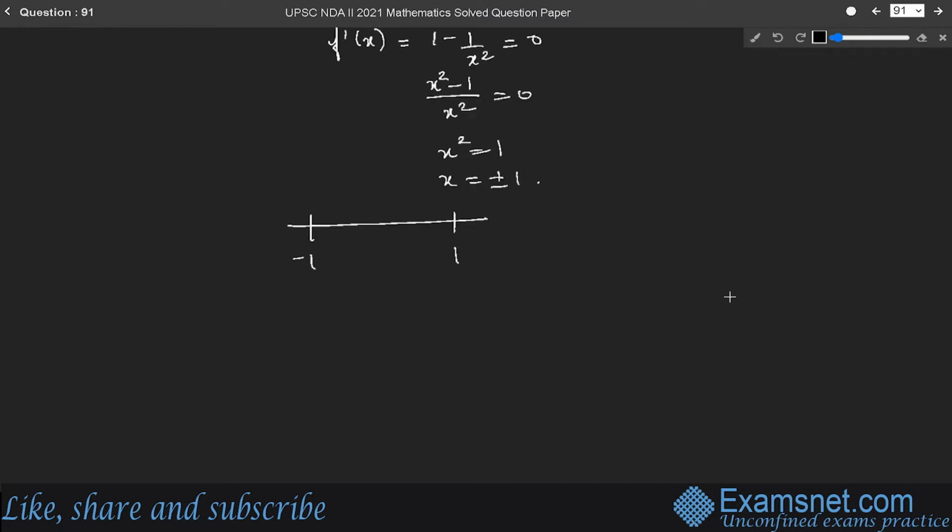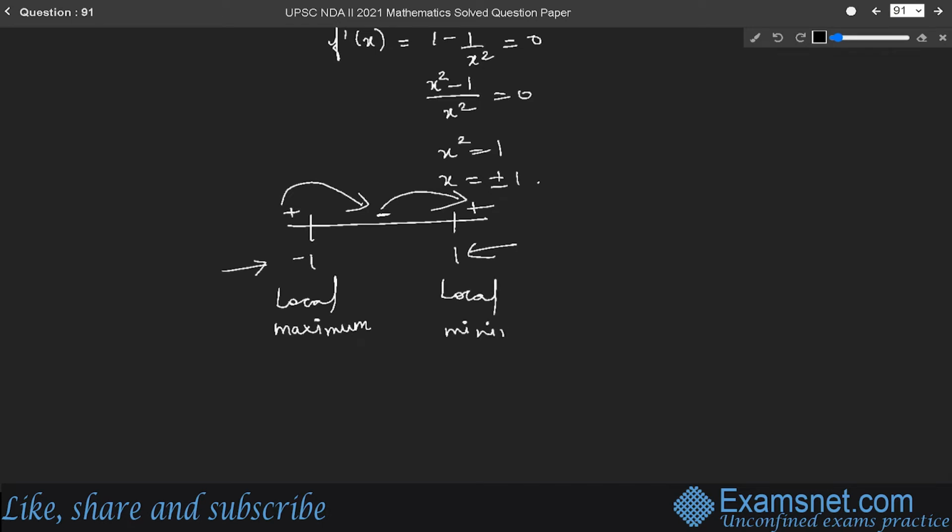Now, if we take any number which is less than -1, then here it will be positive. If we take any value between -1 and +1, that is 0, then it will be negative here. And if we take any value which is more than +1, then it will be positive here. Now you can see that at -1, plus changes to minus. So we can say that it is local maxima or the maximum value. And at +1, minus changes to plus. So we can say that it is local minima or the minimum value.